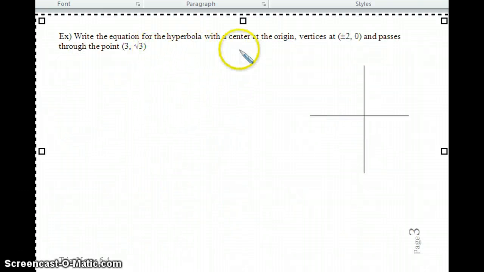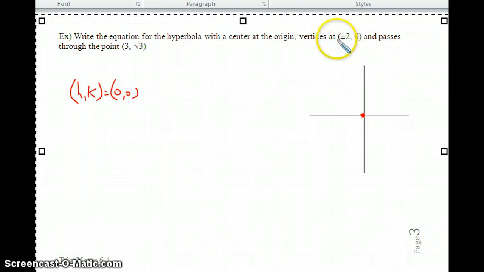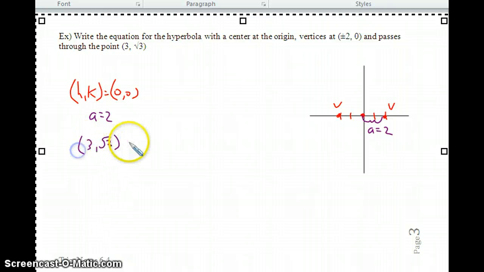Write the equation for the hyperbola with the center at 0, 0. So that means our h, k is 0, 0. Vertices at plus or minus 2, 0. So go over this way for a vertex, go over this way for a vertex. That means that our a value has to be 2 then, that's going to be important, and passes through the point 3 comma square root of 3, that means that is an x, y value in my equation.